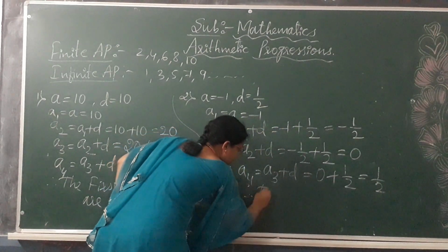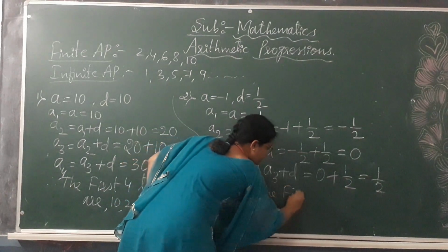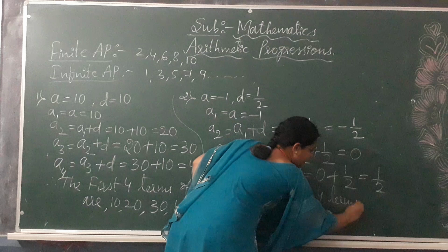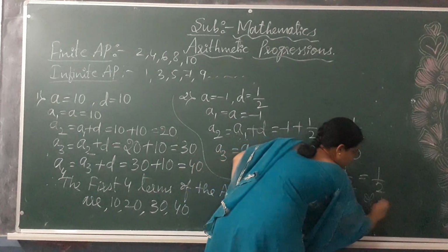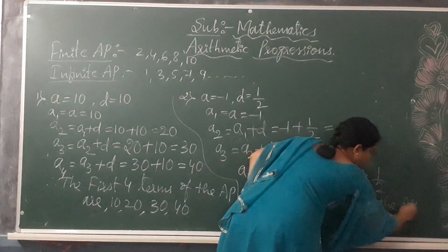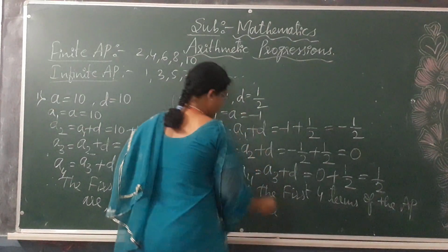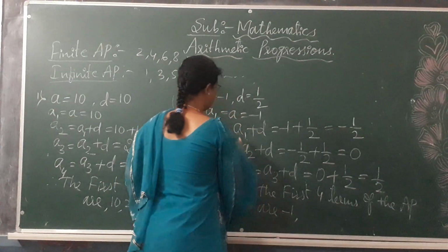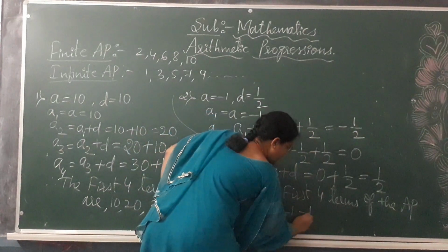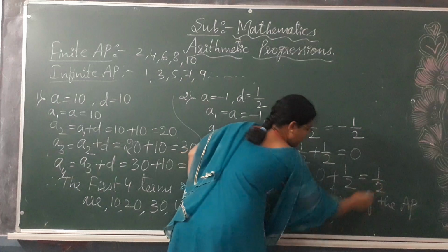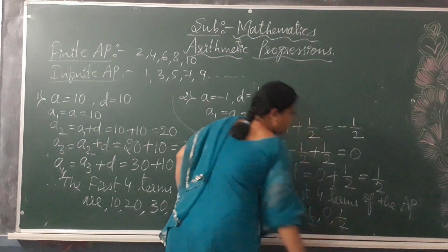Therefore the first four terms of the AP are: first term, how much? Minus 1. Second term will be minus 1/2. Third term is 0 and fourth term is plus 1/2.